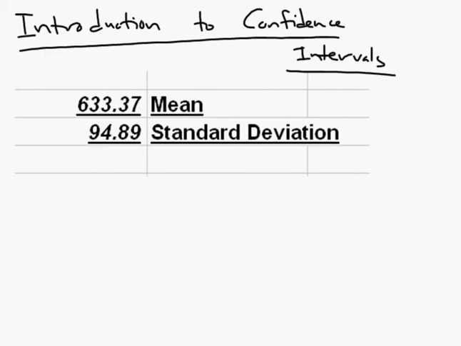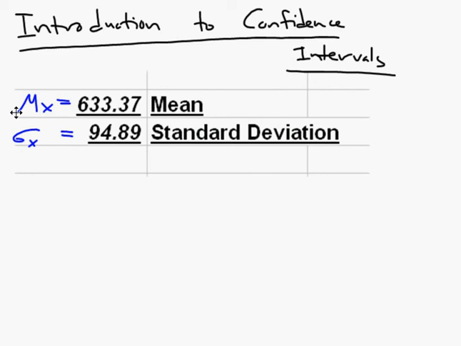Hi. So I'd like to introduce you to the idea of a confidence interval. What we have here are two parameters that we know about a population. So let's pretend we know that the mean of a particular population is equal to 633.37 and that the standard deviation of that population is equal to 94.89.